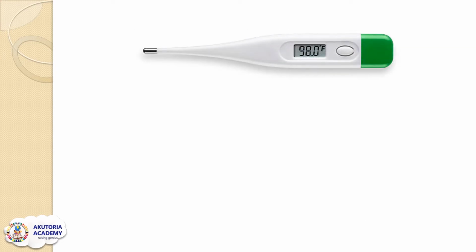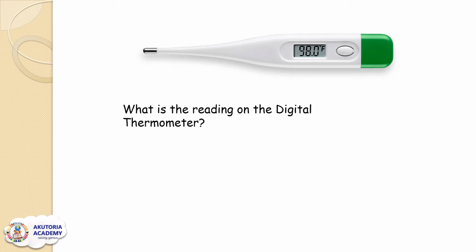Having done that, let's now look at how we're going to read a digital thermometer. For an example, let's say what is the reading on this digital thermometer. The reading of the digital thermometer is quite easier to read by just simply looking at the digits on the thermometer, as clearly and accurately indicated, which is 98 degrees Fahrenheit, and hence the reading of this digital thermometer is simply 98 degrees Fahrenheit.